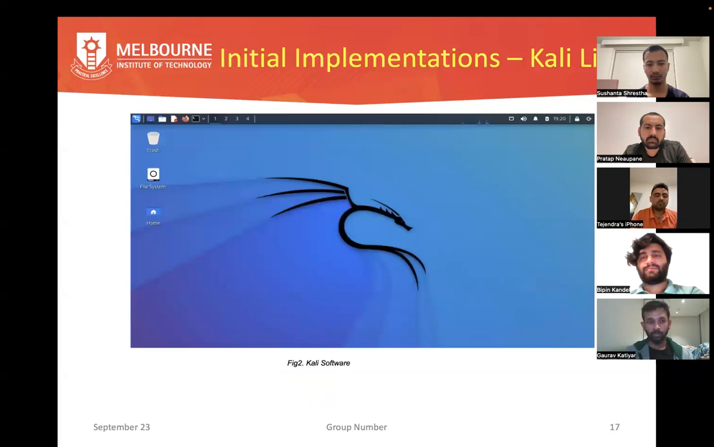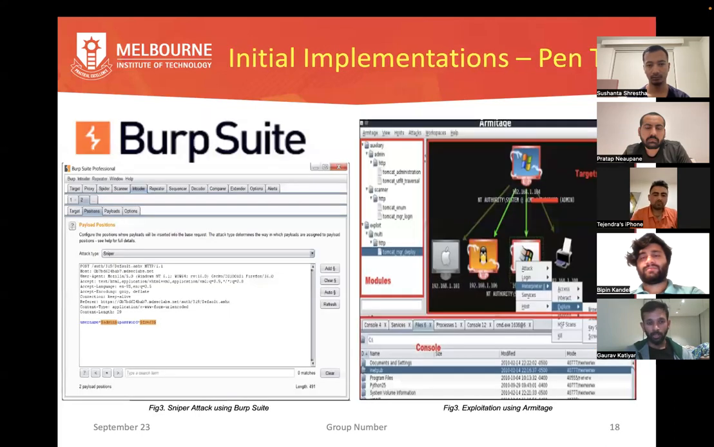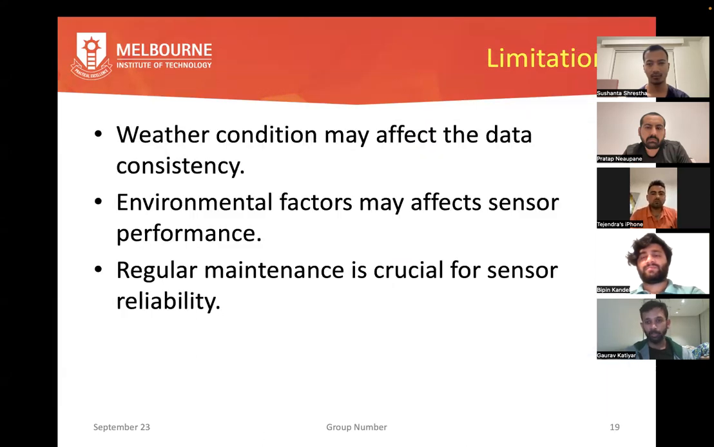Next slide, please. So this is a screenshot of Kali software, which we have downloaded on our PCs, and we'll be working on that. Next slide, please. Yeah, and this is Burp Suite. So this is the exploitation of the code by using the sniper attack. And then we are also doing exploitation by using Armitage. So this is the initial implementation.